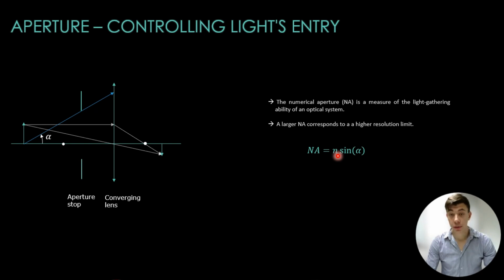A larger aperture, and thus a larger numerical aperture, allows more light to enter, which is beneficial in low light conditions. The numerical aperture is directly linked to the resolution of the optical system. A higher numerical aperture generally corresponds to a higher resolution limit, meaning the system can distinguish finer details. Aperture also affects the depth of field, the range of distances in focus. A smaller aperture gives a greater depth of field.